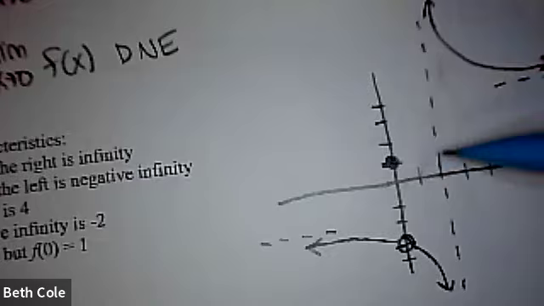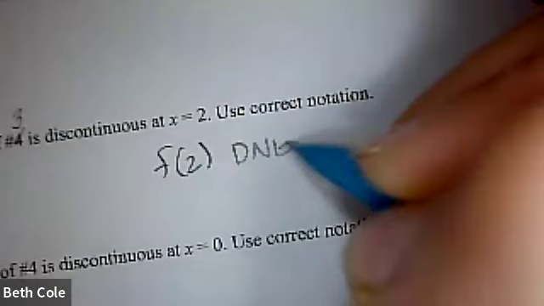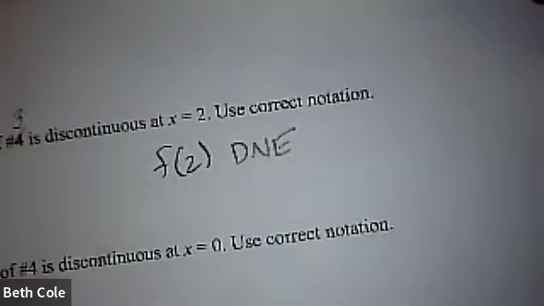Number 4, state why the graph of number 3, sorry about that, is discontinuous at 2. Use correct notation. So at 2, we are missing a point. The first part of your definition of continuity is that there has to be a point, and f of 2 does not exist. It's the easiest way to say it.